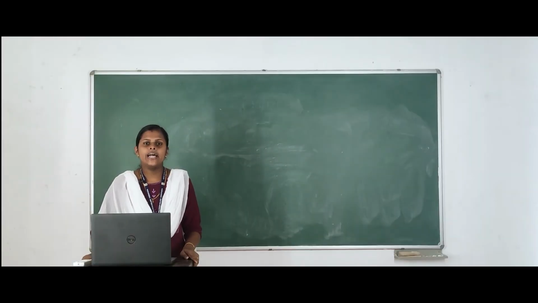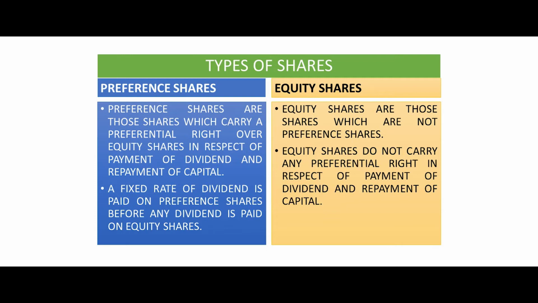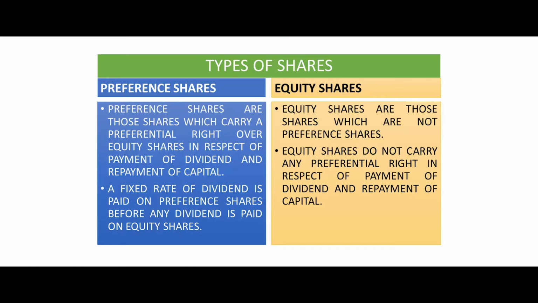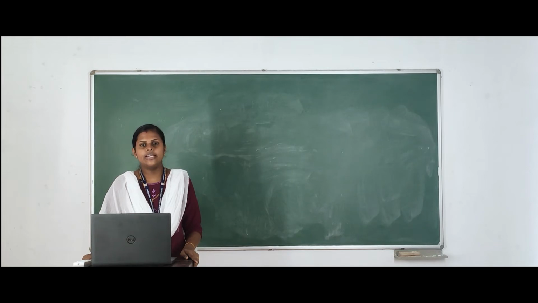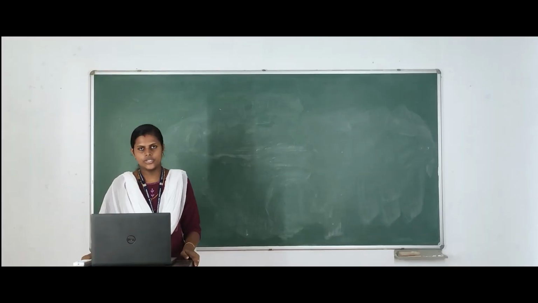Next one, types of shares. A company can issue two types of shares, namely preference shares and equity shares. First one, preference share. Preference shares are those which carry a preferential right over equity shares in respect of payment of dividend and repayment of capital. A fixed rate of dividend is paid on preference shares before any dividend is paid on equity shares.